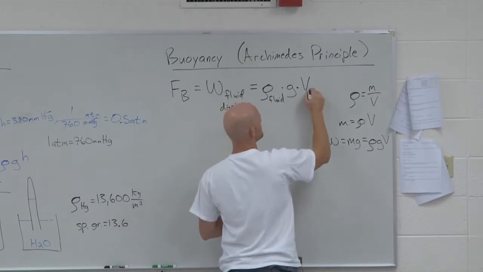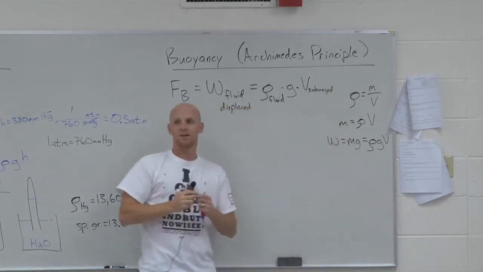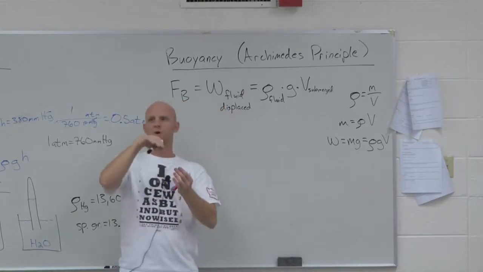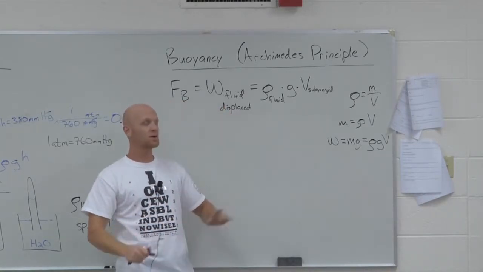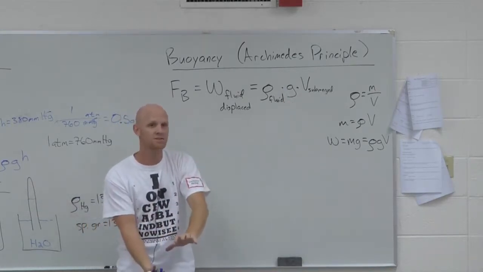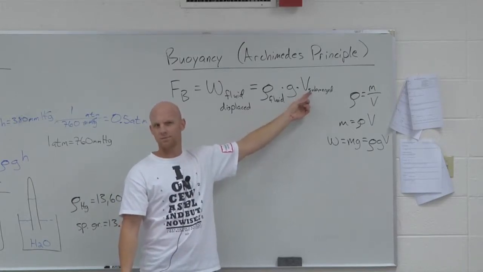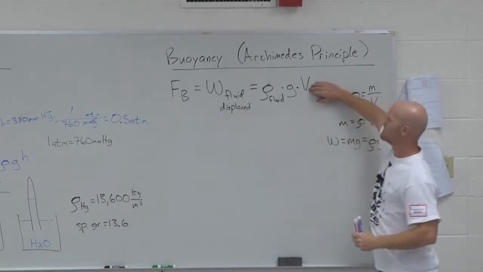And in this case, we have to be careful. It's only the fluid that is being displaced, so it's only the volume of the object that actually is submerged. If this object is floating, part of it's underwater, part of it's above water. It's only the part that's underwater, that's submerged, that's actually displacing any fluid. And so it's only that volume that we count. Now, if the entire object is below the surface, then the entire volume of the object would be the volume submerged. So in most books, they'll just give you this and put V, volume of the object.